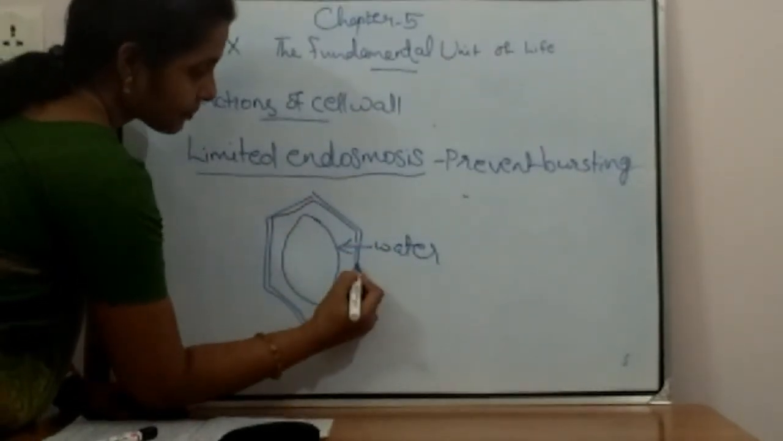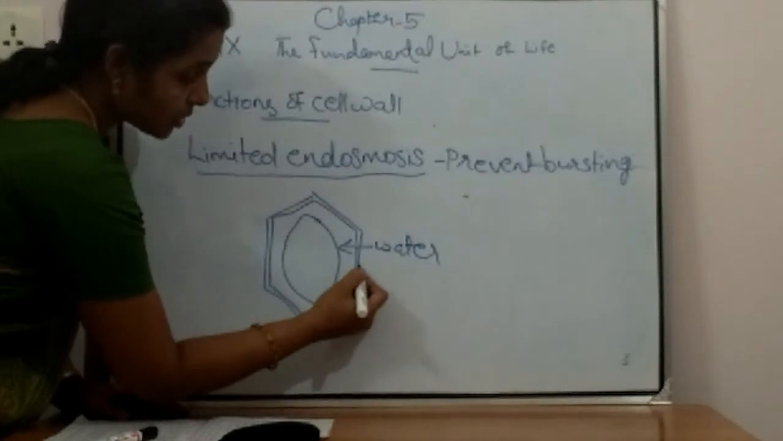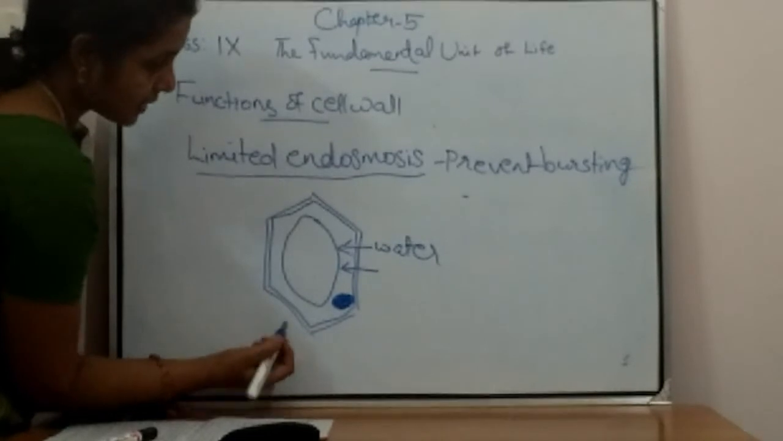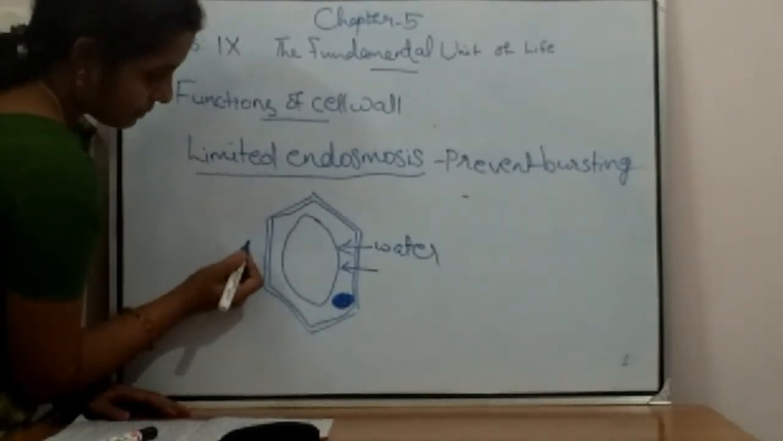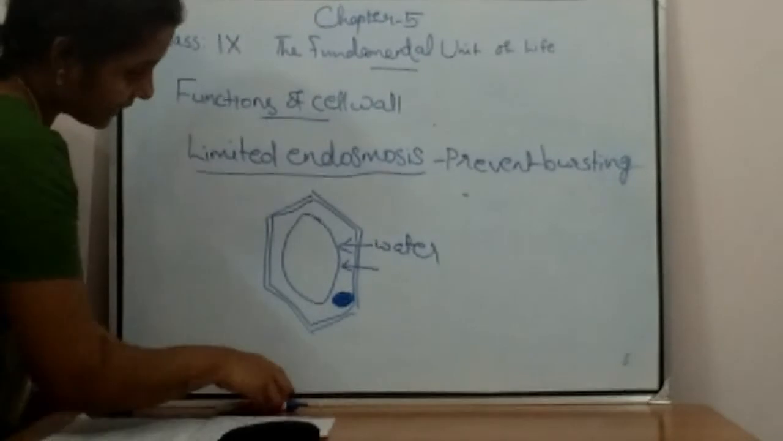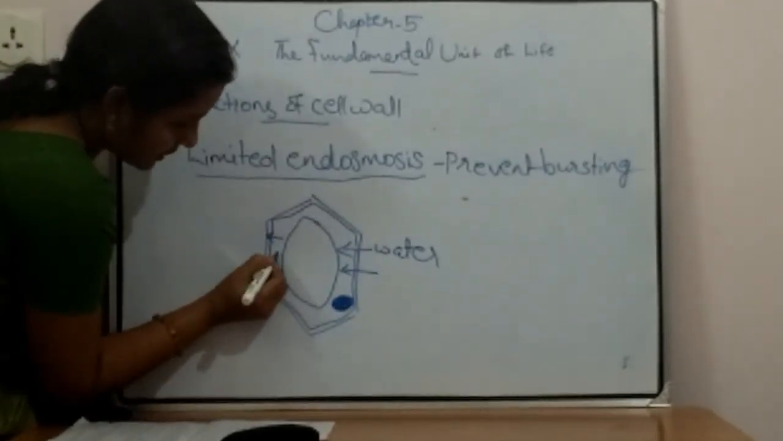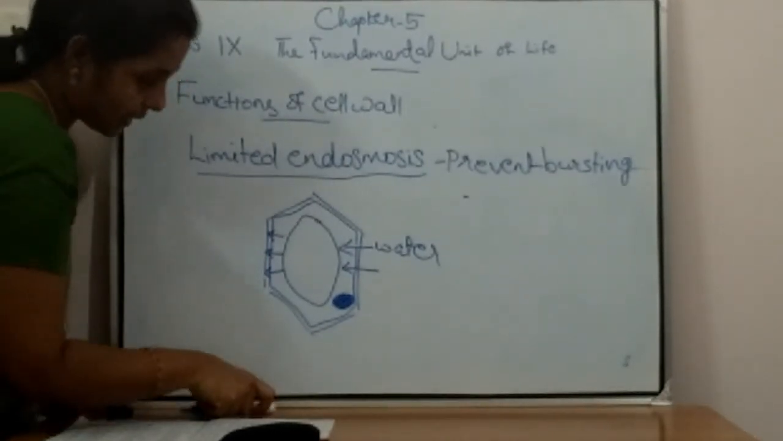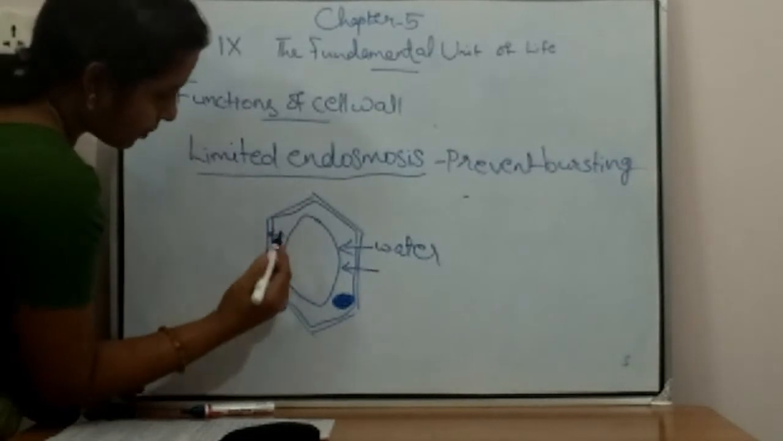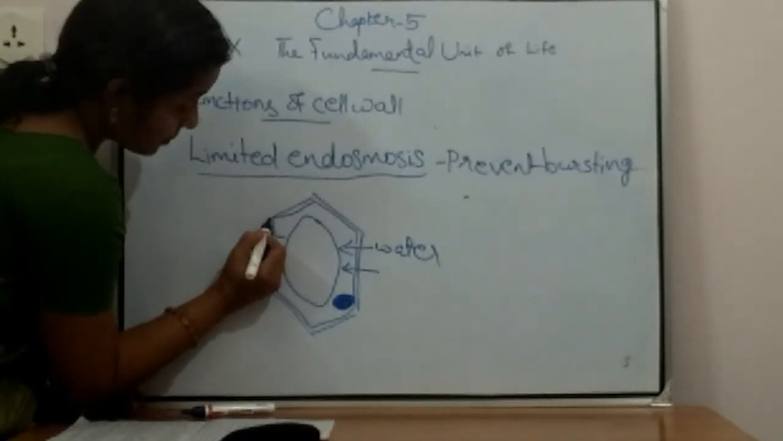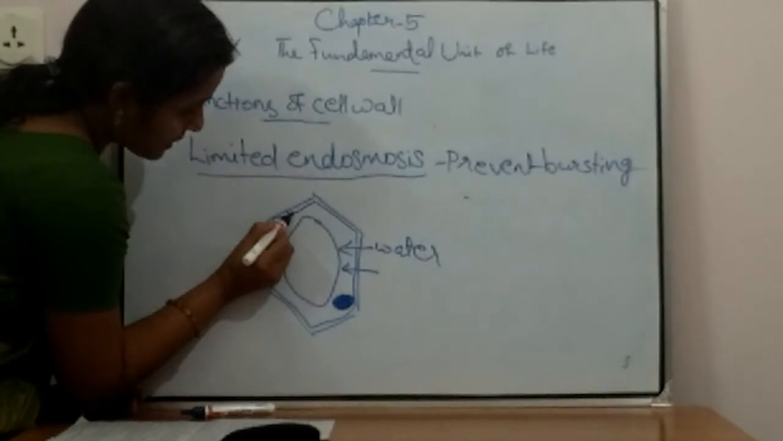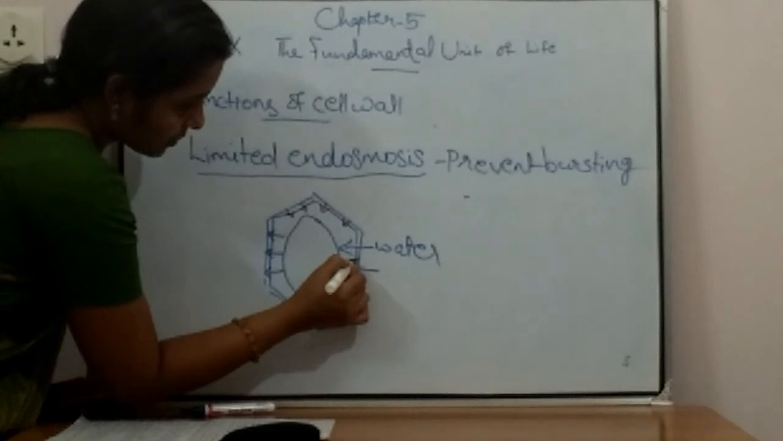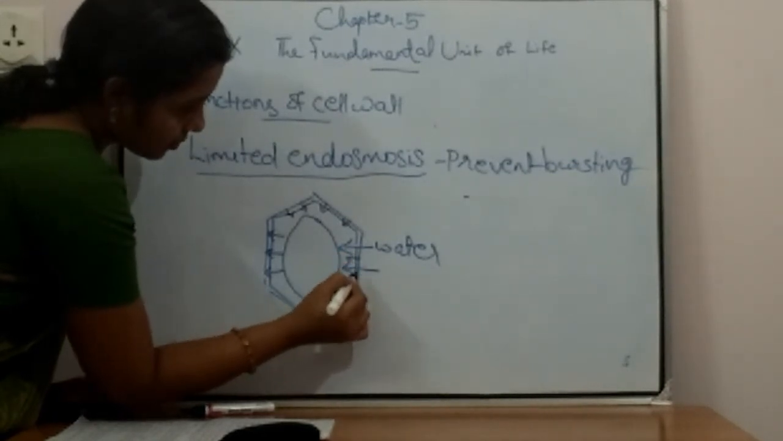So as the water molecules enter inside the cell, they exert a pressure against the cell wall, like this. It exerts a pressure against the cell wall. At the same time, the cell wall also exerts an equal pressure against the protoplasm. Equal pressure against the protoplasm.